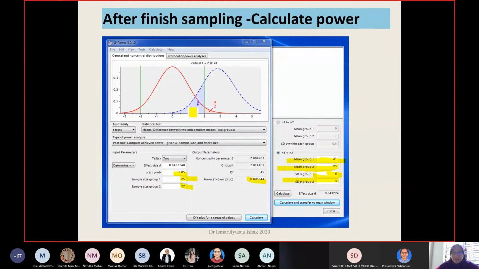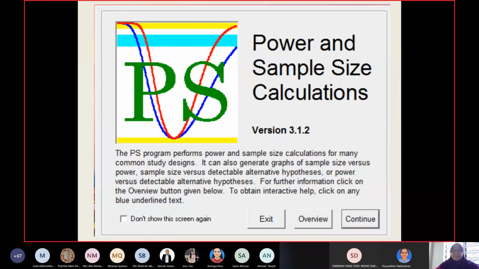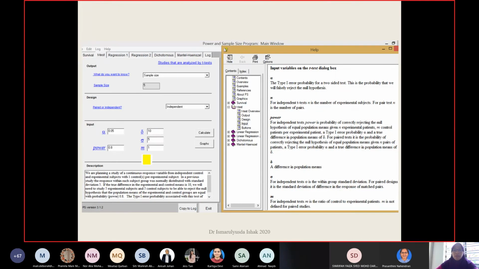So this is very powerful in your proposal this semester, and after you finish your research, after 2 or 3 years, you can use G-Power to calculate your power. This is another program for power and sample size calculation, but I don't use this. It's easy for me to use G-Power.